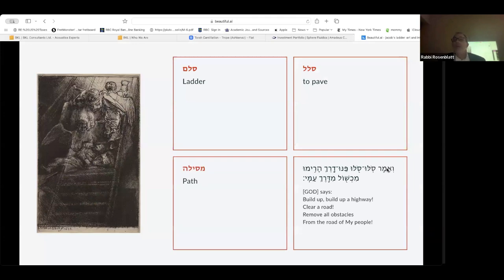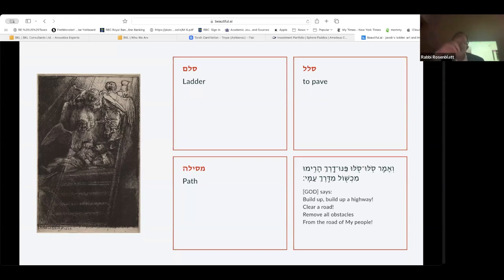Now, Yitzchak Peleg also makes a very interesting linguistic argument. By the way, this is Rembrandt's sketch of Yaakov. It's a very interesting sketch. This sketch was made for a rabbi, Rabbi Menashe ben Israel. Rembrandt had a very close relationship with a rabbi in Amsterdam named Menashe ben Israel. And Menashe ben Israel was a Kabbalist. He wrote a very important book about the reincarnation of souls.